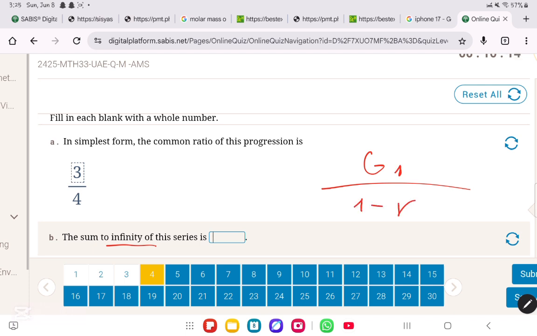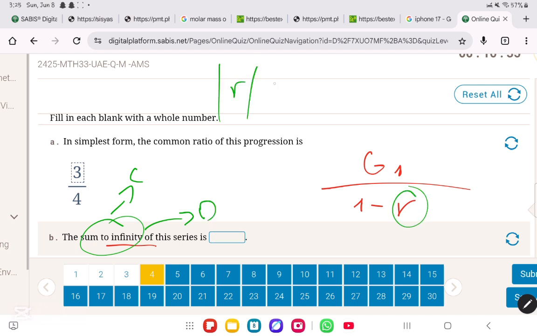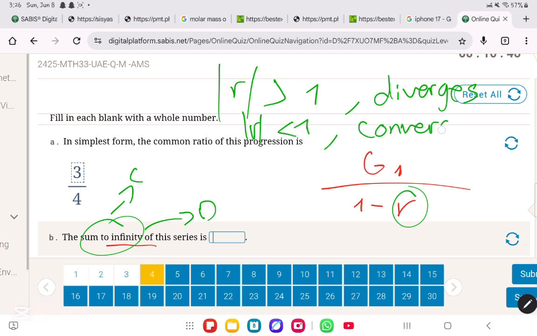Now, how do we know if something converges or diverges? In order to know if the sum to infinity will converge or diverge, we have to look at the ratio r. If the absolute value of r is greater than 1, then you will know that it diverges. However, if the absolute value of r is less than 1, then you will know that it converges. We did not take if it equals 1, so for now, keep that out of your mind, okay? So in this case, because the absolute value of our ratio is less than 1, we will know it's converging.